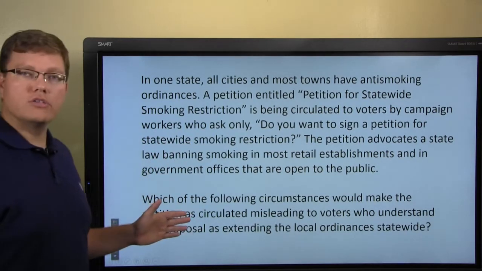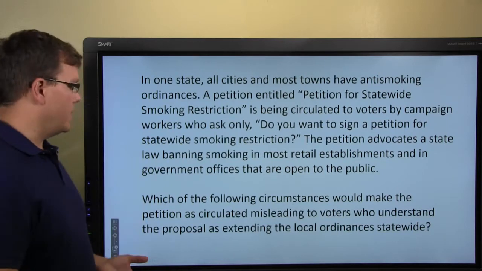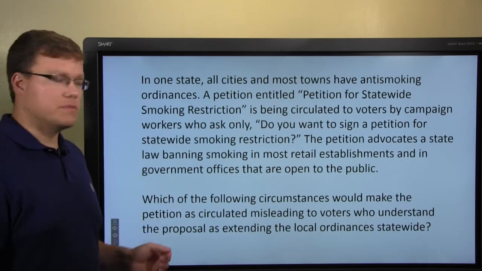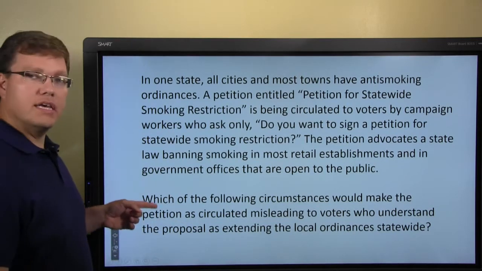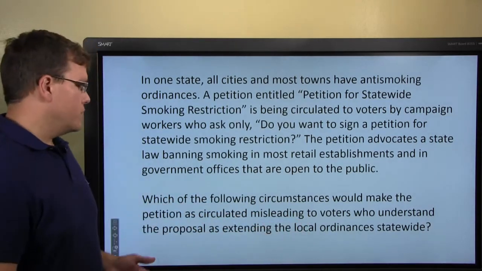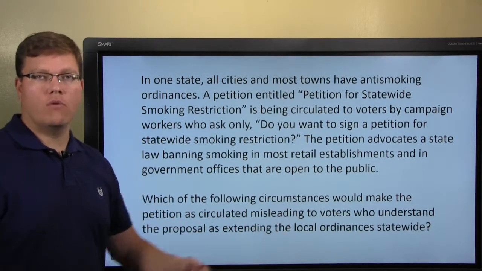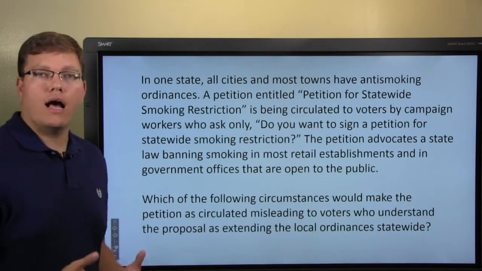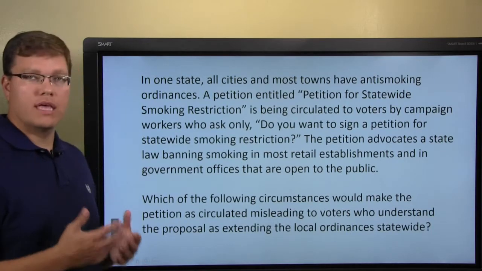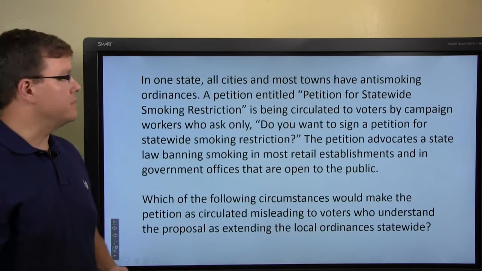So let's read this question stem together. We'll go over this stimulus and then I'll show you how to break them down. Which of the following circumstances would make the petition as circulated misleading to voters who understand the proposal as extending the local ordinances statewide? Now, this is a longer, more complicated question stem than you would normally have. So we're going to need to read the stimulus to make sense out of this and come back again.